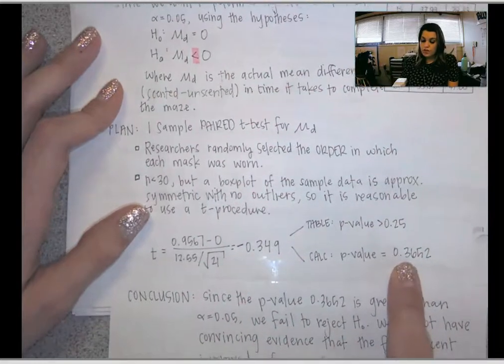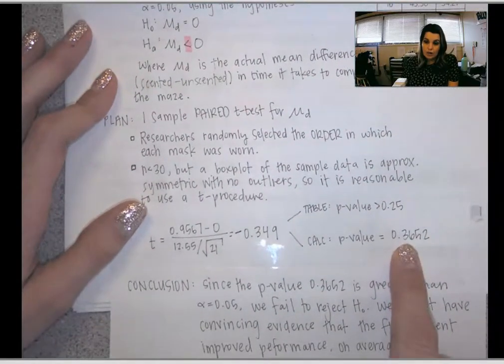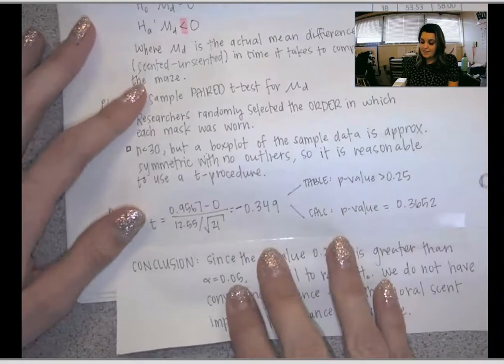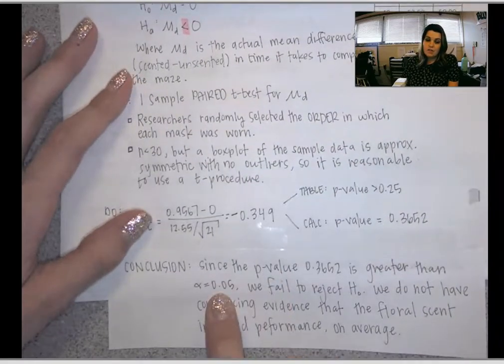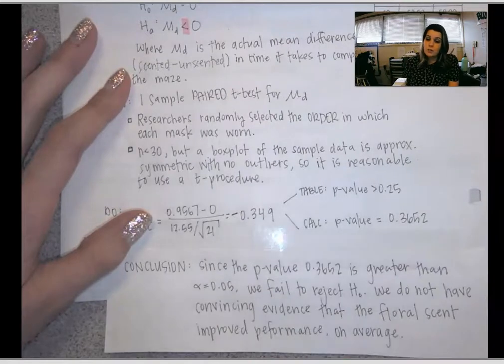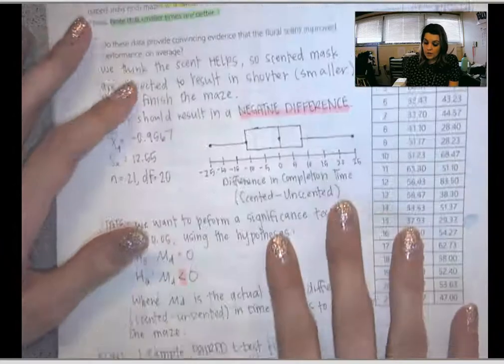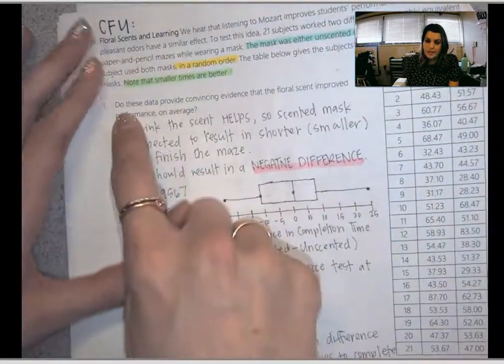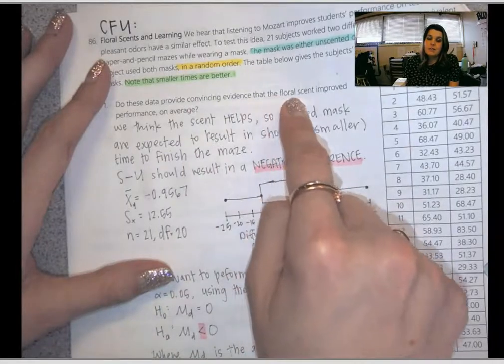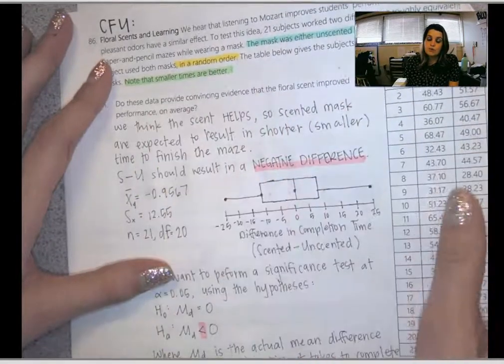When you use your calculator to get the actual value, it's 36%, which is definitely bigger than alpha. So we fail to reject the null. We do not have convincing evidence that the floral scent improved performance on average. So here it says, do these data provide convincing evidence that the floral scent improved performance?